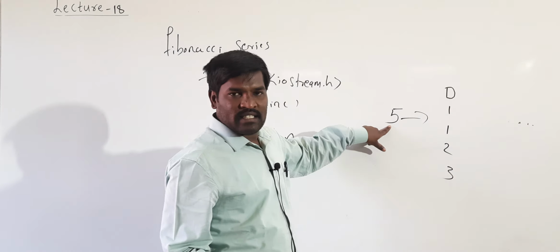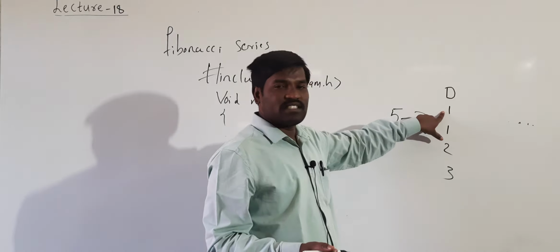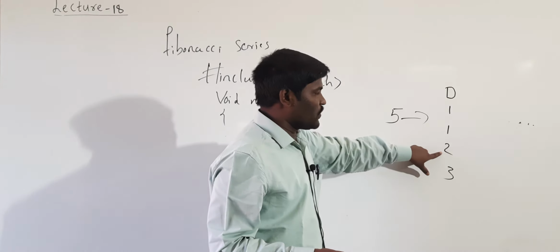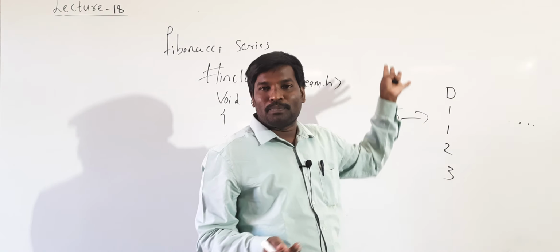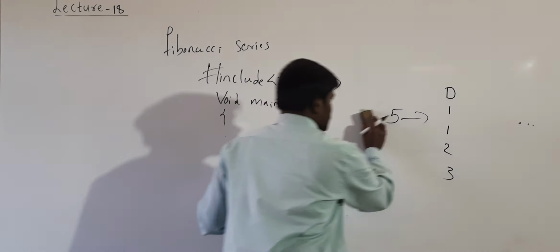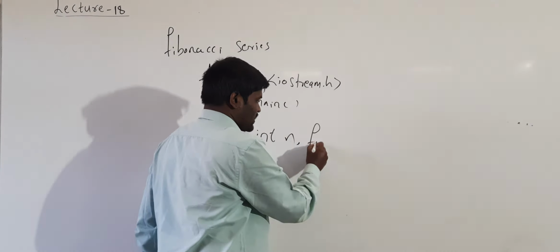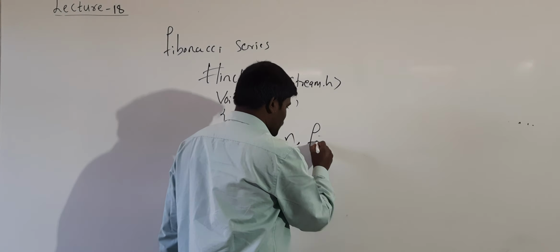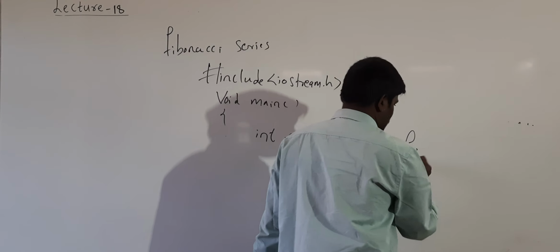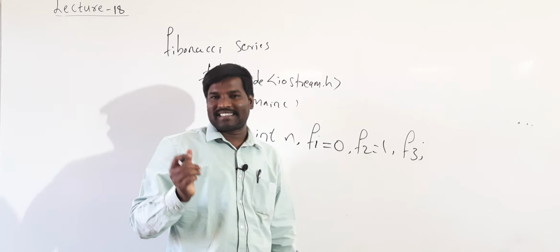The Fibonacci series of 5: the first Fibonacci number is 0, the second is 1, the third is 1, the fourth is 2, the fifth is 3. It has to print the series of the given limit. So int n, and initially two values are required. I already said that: Fibonacci 1 is equal to 0, Fibonacci 2 is equal to 1, and Fibonacci 3. We need to calculate Fibonacci 3, 4, 5 like that.